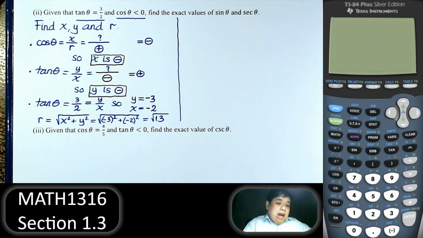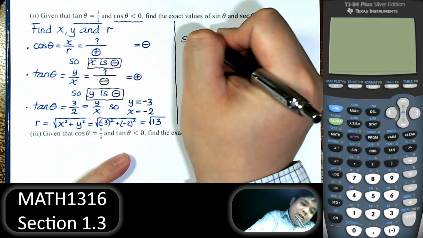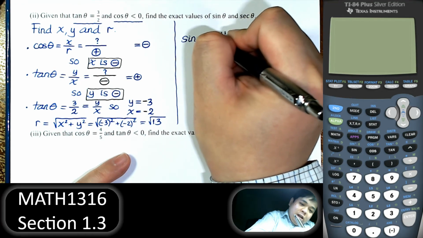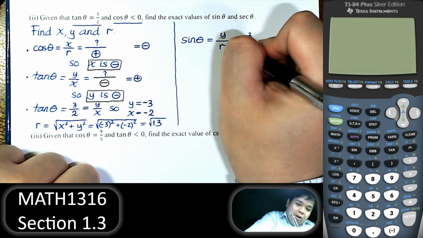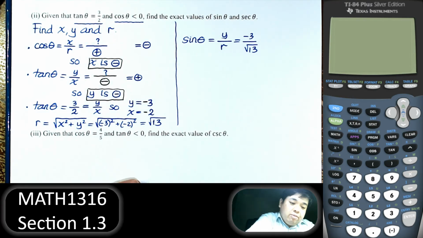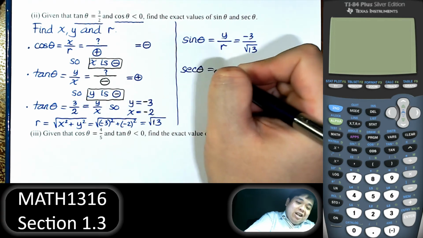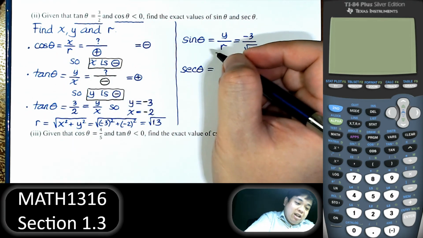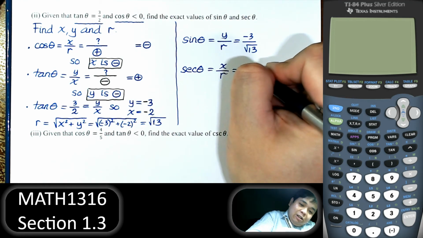Right, and after that, we just find the answers for sine, which is y over r. In my class, I'm perfectly fine with giving the square root at the bottom. Having the square root in the denominator is perfectly fine. And then secant. By the way, we don't need to do this. Secant is the reciprocal of cosine. Actually, we still need to do that. X over r.